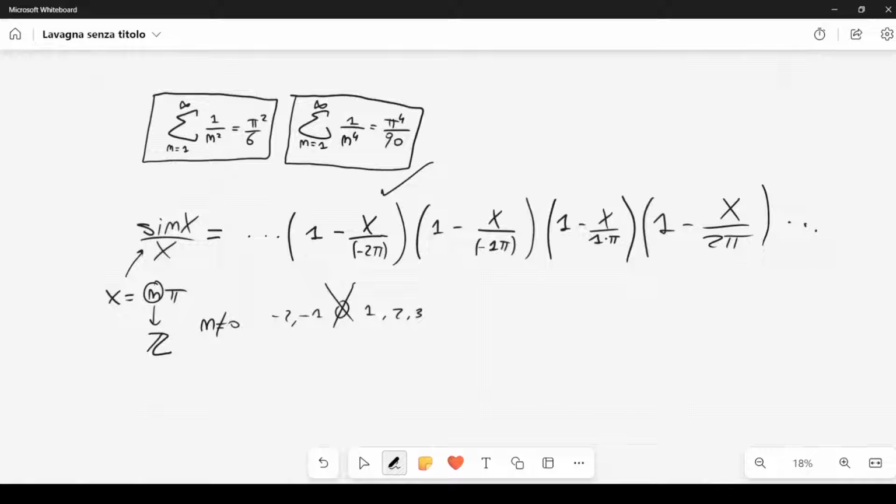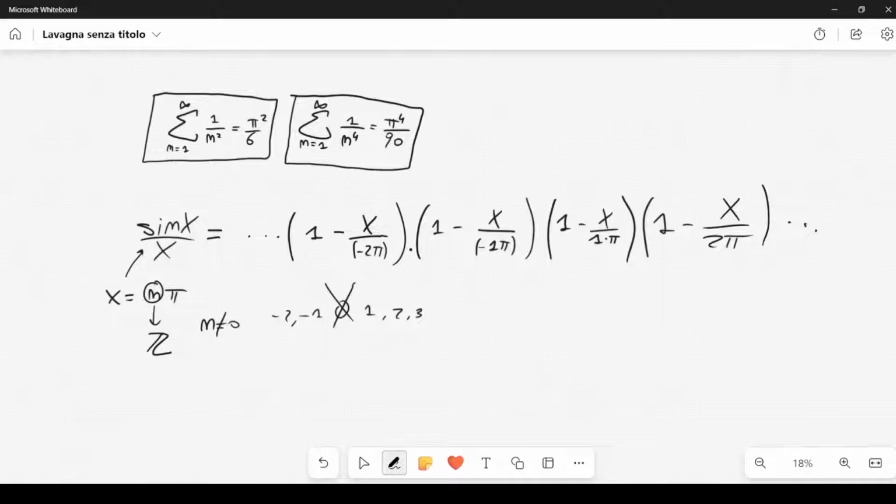I have written these terms like this, 1 minus something, because we know that as we let x go to 0, the product should give rise to 1. So since we set x equal to 0, here you just get 1. And 1 multiplies 1, 1, 1, and so on. You have an infinite number of 1s, but of course the multiplication will give you 1.